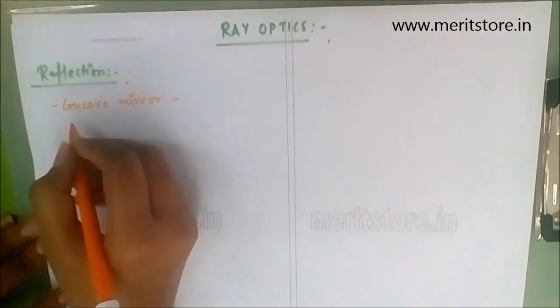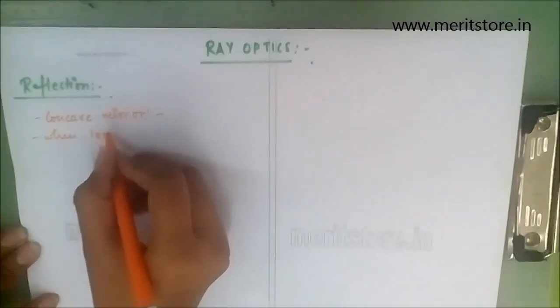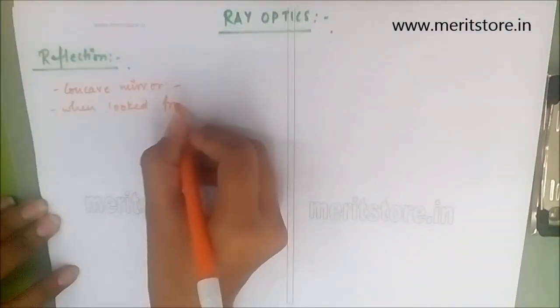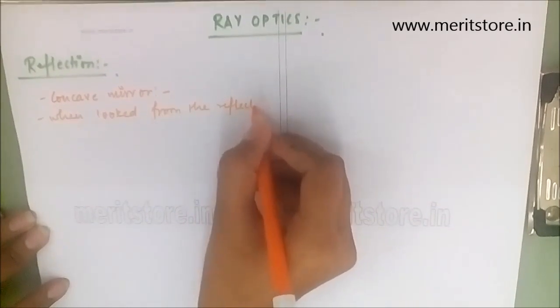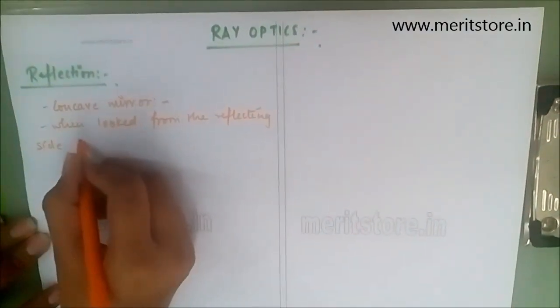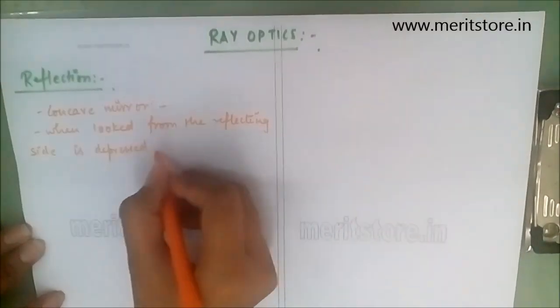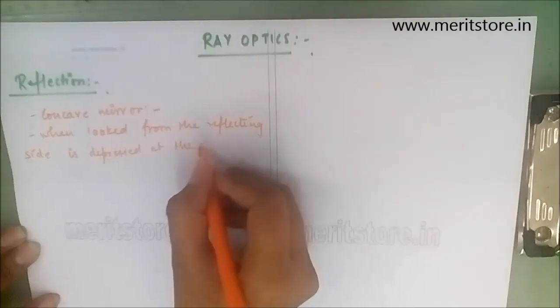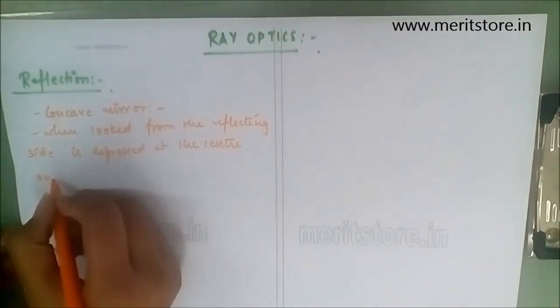It is a spherical mirror which, when looked from the reflecting side, is depressed at the center and bulging at the edges.